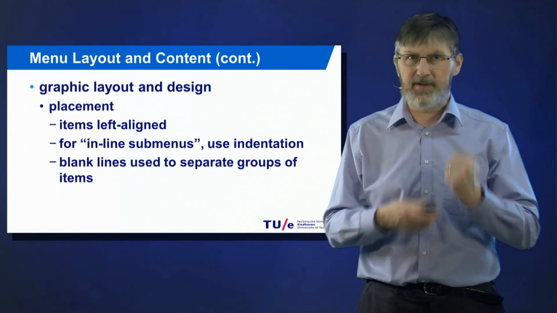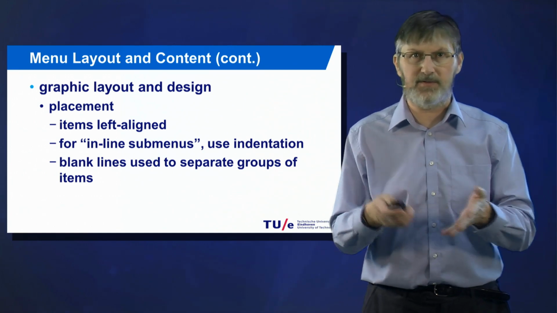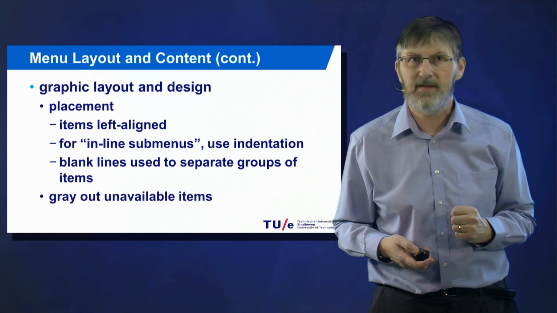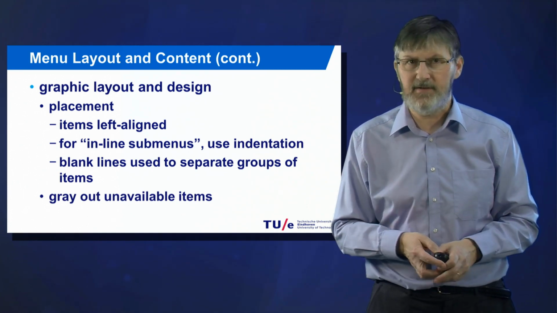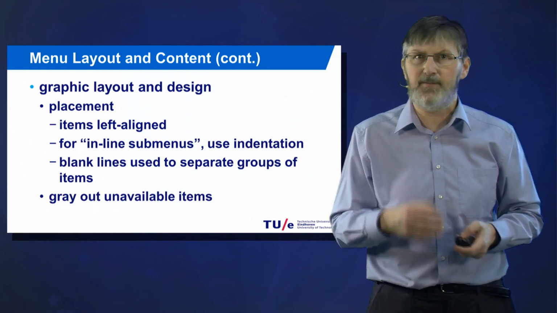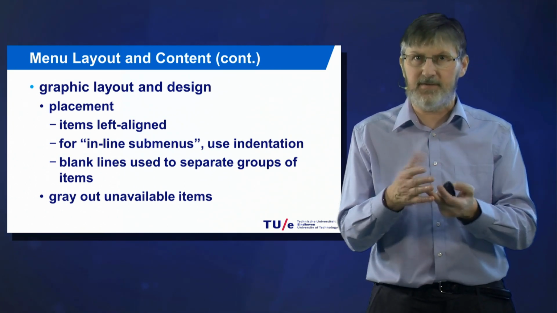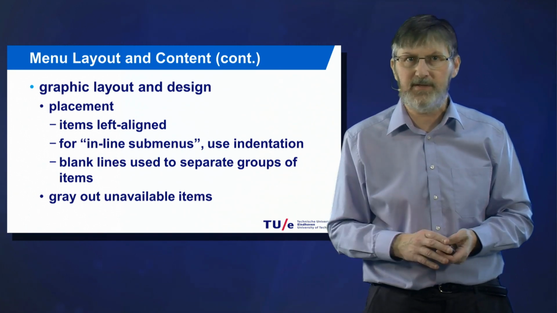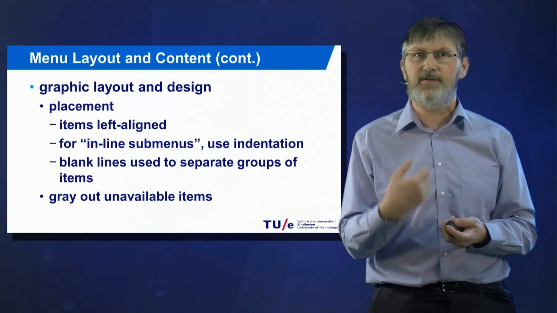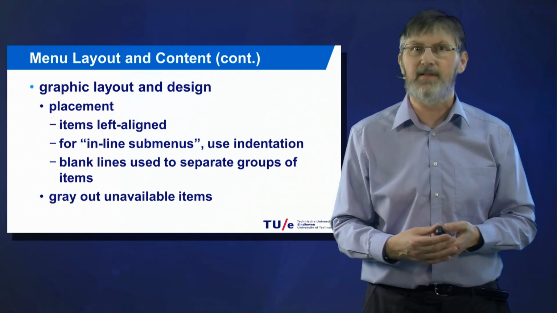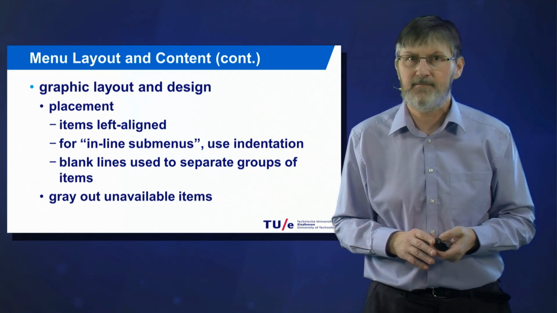We need to separate groups of items, and this can be simply done by blank lines. We don't need fancy graphics to do that. And when some items currently do not make sense, we should not remove them from the menu, because then the menu would become inconsistent depending on when you view it, but we should gray them out using a logical constraint. Everyone will understand the item is not available, but people are not looking for the item they cannot find.